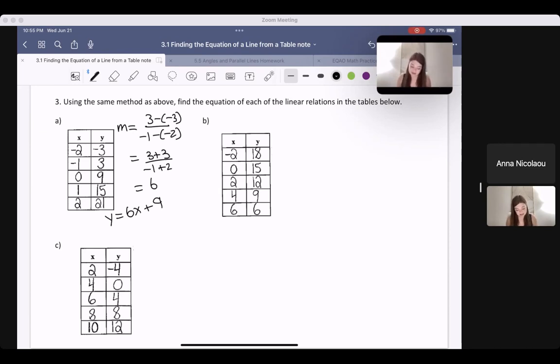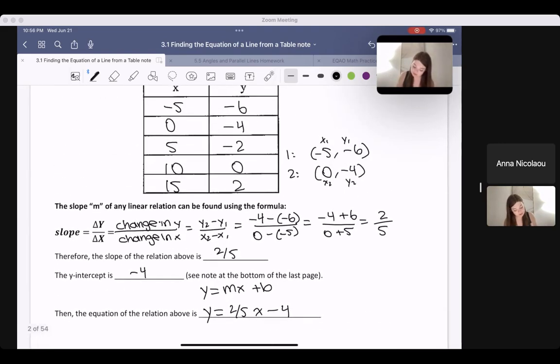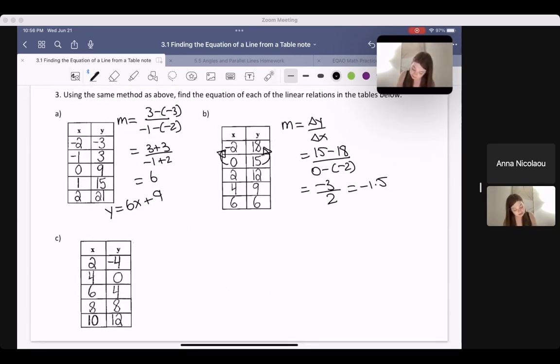Let's try B next. So let's find the slope first. That's going to be the change in y, delta y over delta x. So what is delta y? Well, let's see, 15 minus 18 would be the change in y. What about the change in x? That's going to be 0 minus -2. So 15 minus 18 is -3, and that's over 0 minus -2, which is +2. So -3 over 2, or -1.5, is our slope here.